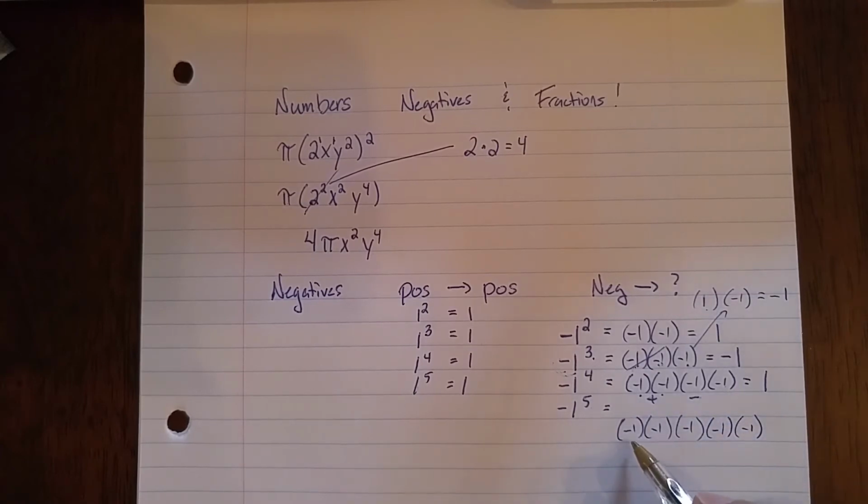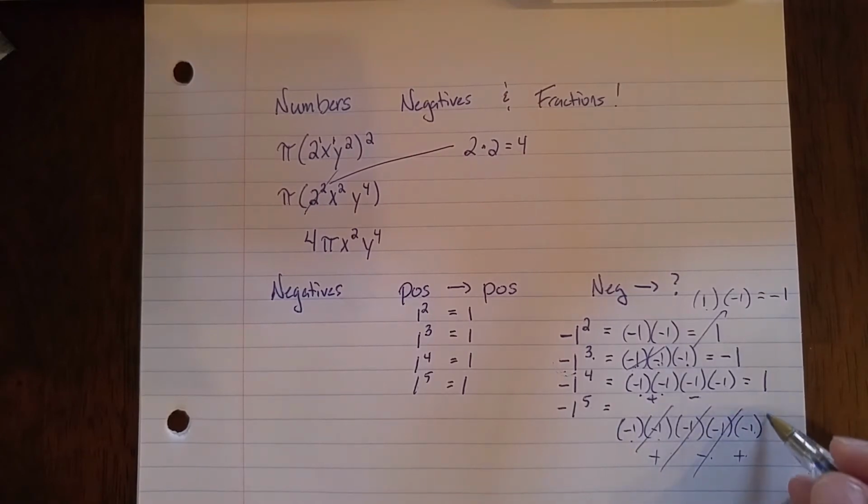So again, let's go through this. Negative times negative is a positive. Positive times a negative is a negative. Negative times a negative is a positive. And a positive times a negative is a negative. So this would equal negative 1.